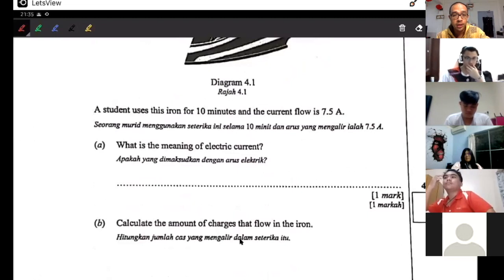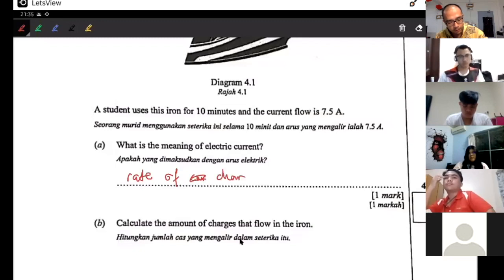The first question is, what is the meaning of electric current? This is a standard definition. Electric current is the rate of charge flow. Rate of charge flow is the definition of electric current.